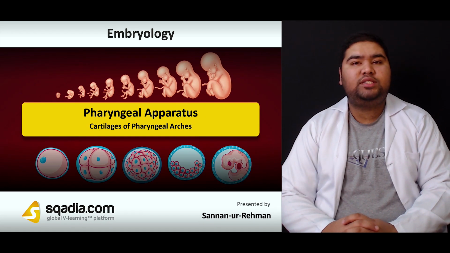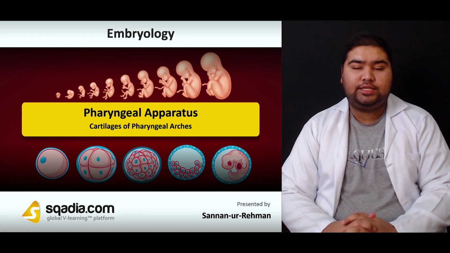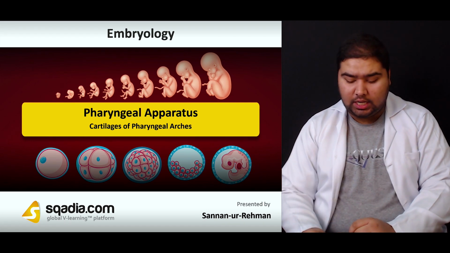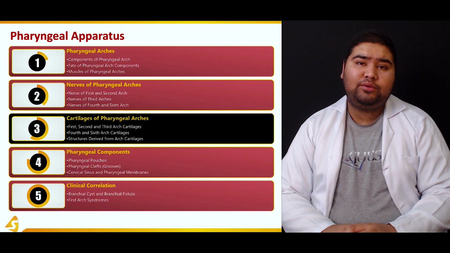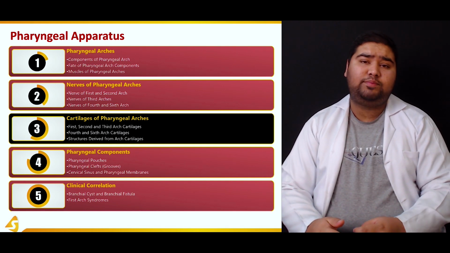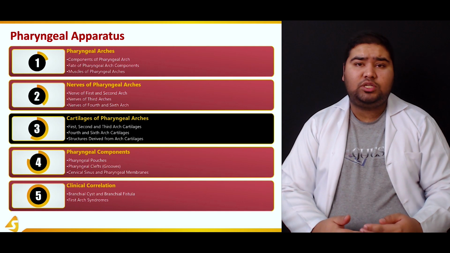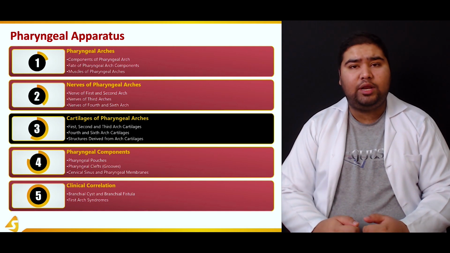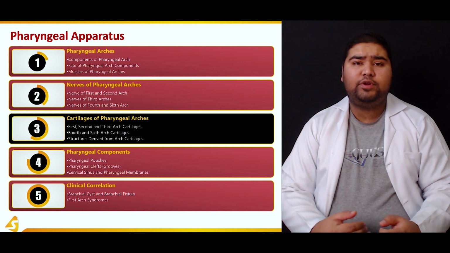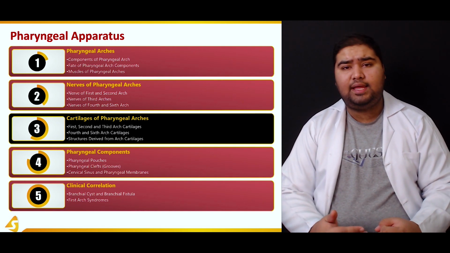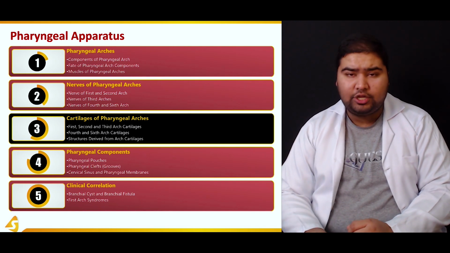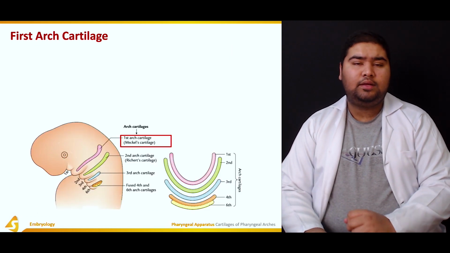Hello everyone, we are still talking about the pharyngeal apparatus, but now we'll deal with the cartilages of the pharyngeal arches. In this section, we'll deal with various cartilaginous components that are formed by pharyngeal pouches. We'll deal with them one by one, as in first we'll deal with the cartilaginous components of the first arch, then the second, then the third, and finally the fourth and the sixth arch. So let's get into it.